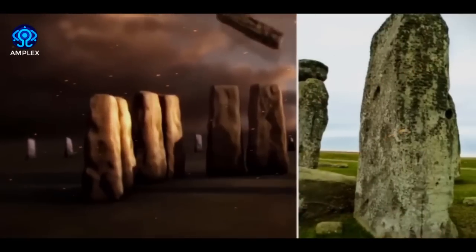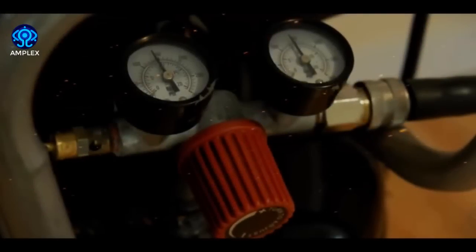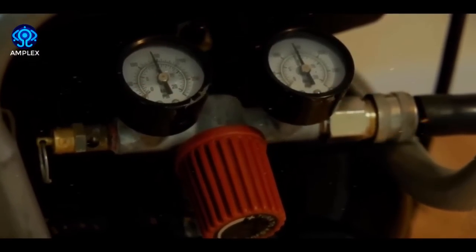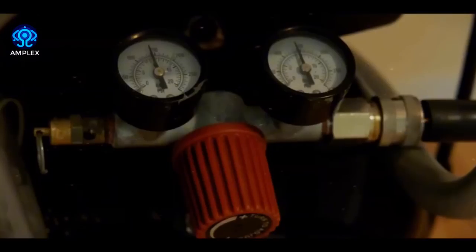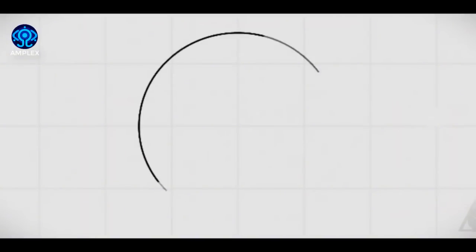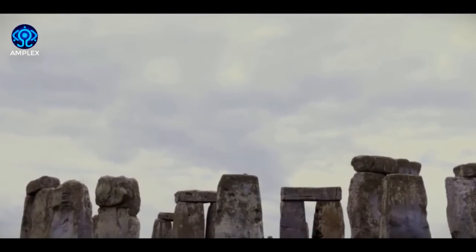And then for the blue stone, which is a rhyolite stone, I would draw a circle that's 79.2 feet in diameter. Or the radius, my chain, my rope, whatever I'm using would be 39.6 feet in radius. And I would draw a circle and I would now have 79.2 feet, and that is the diameter of the blue stone circle within a few inches at Stonehenge.